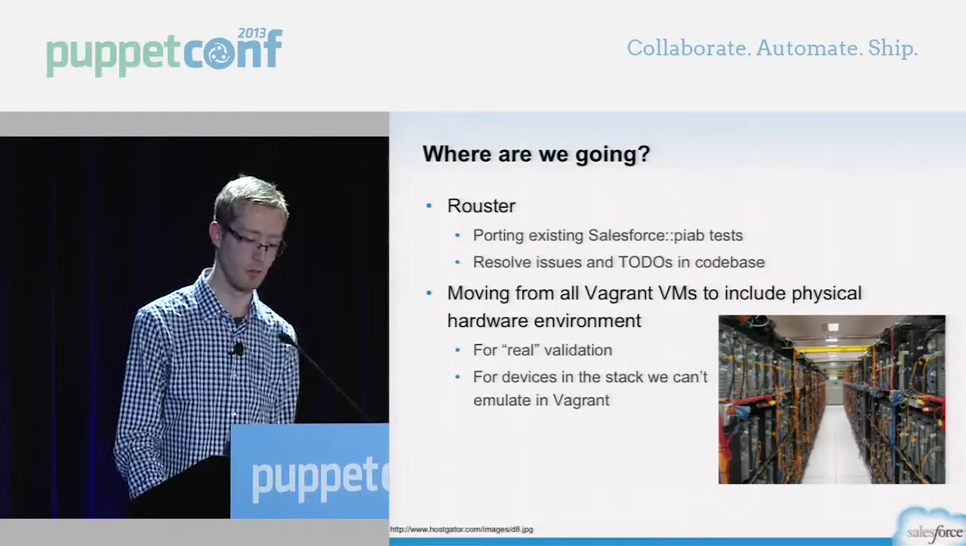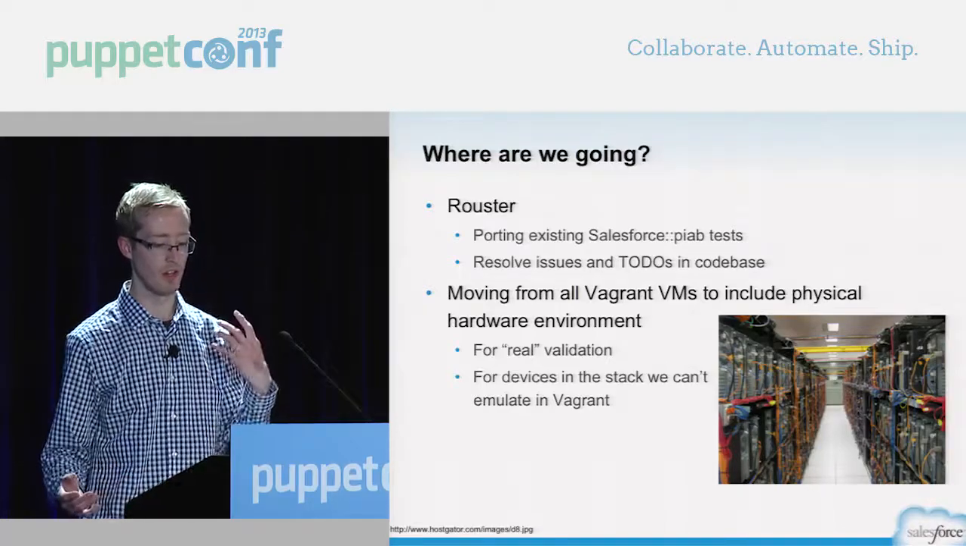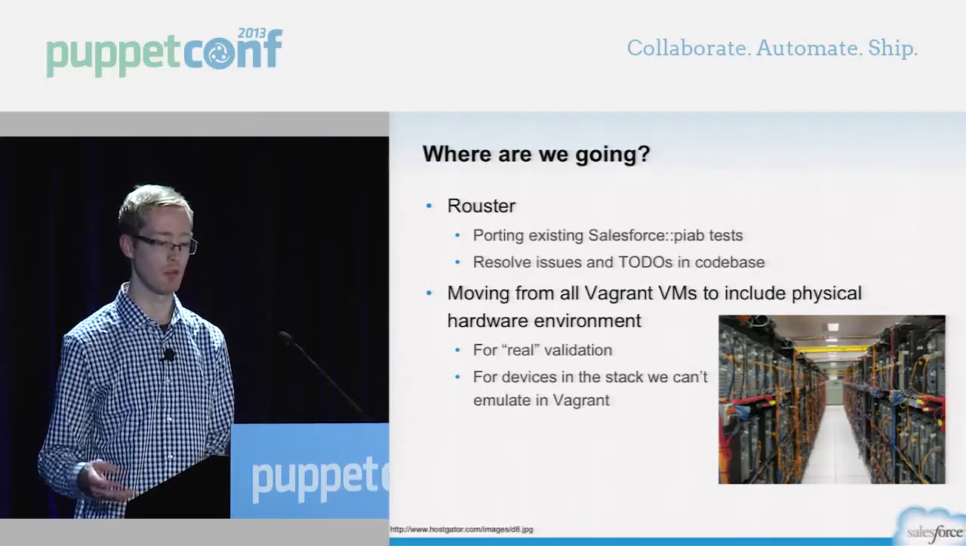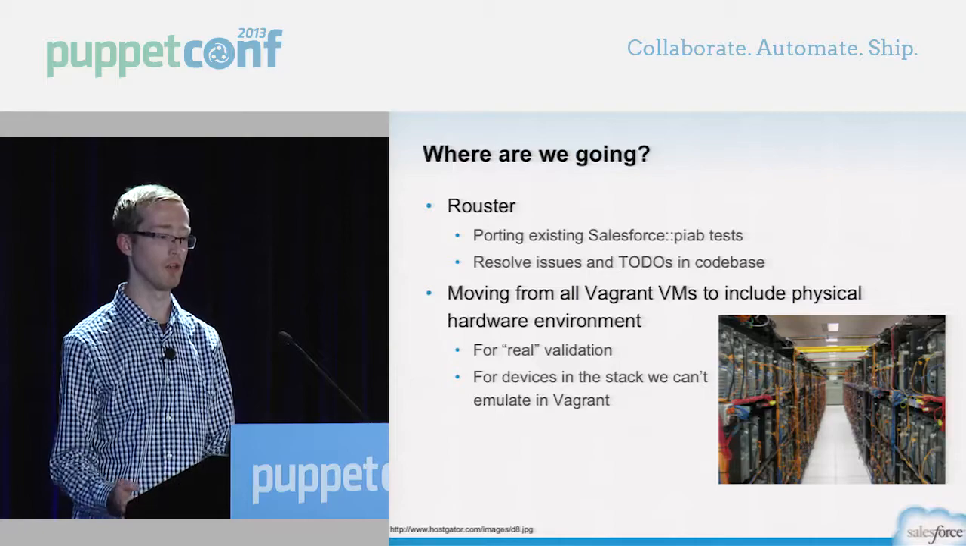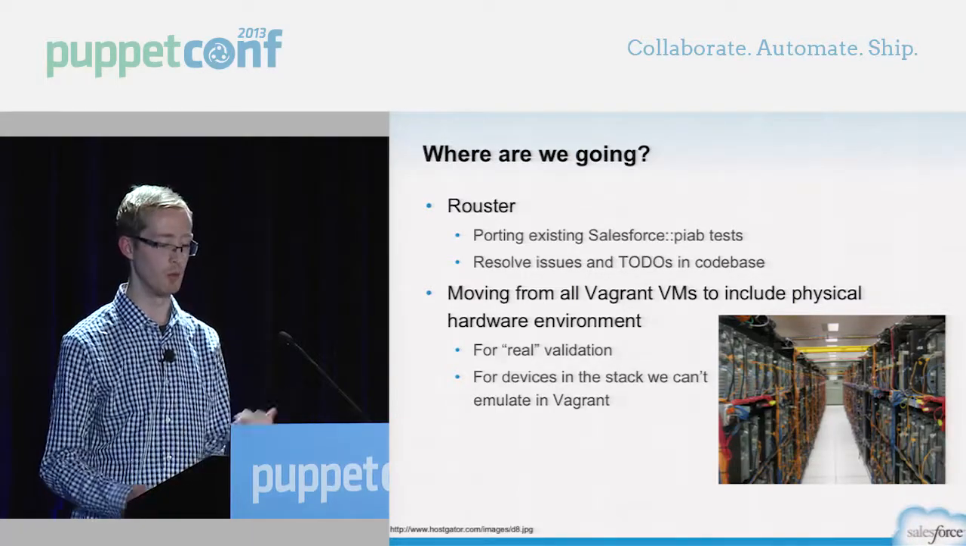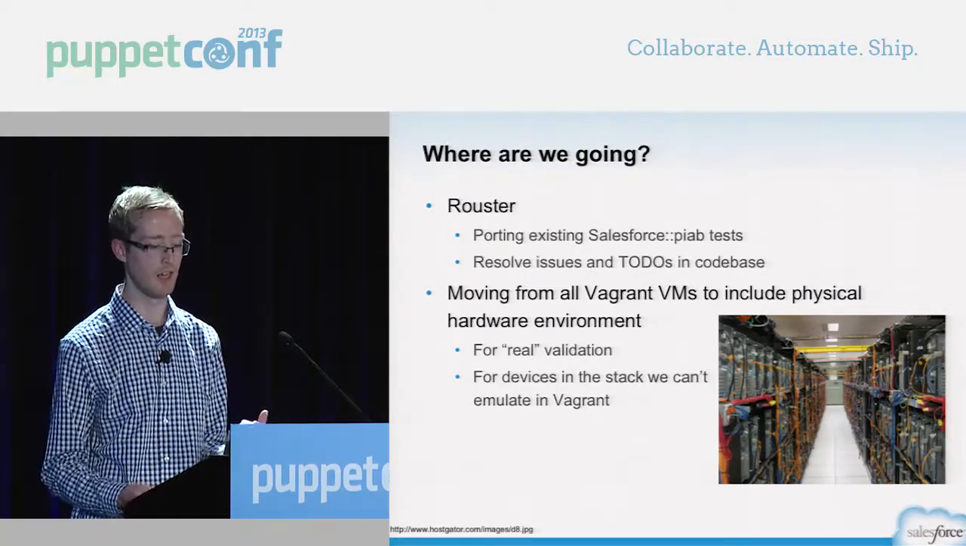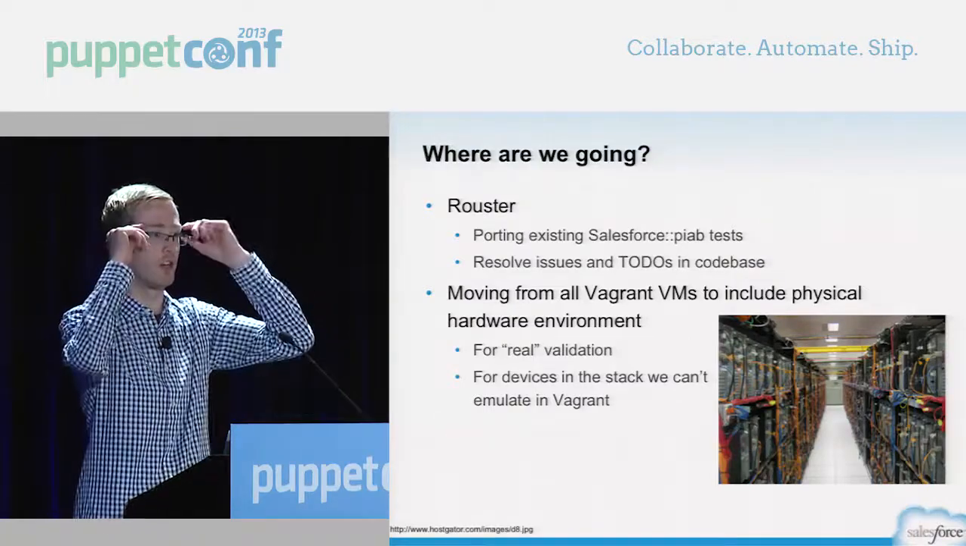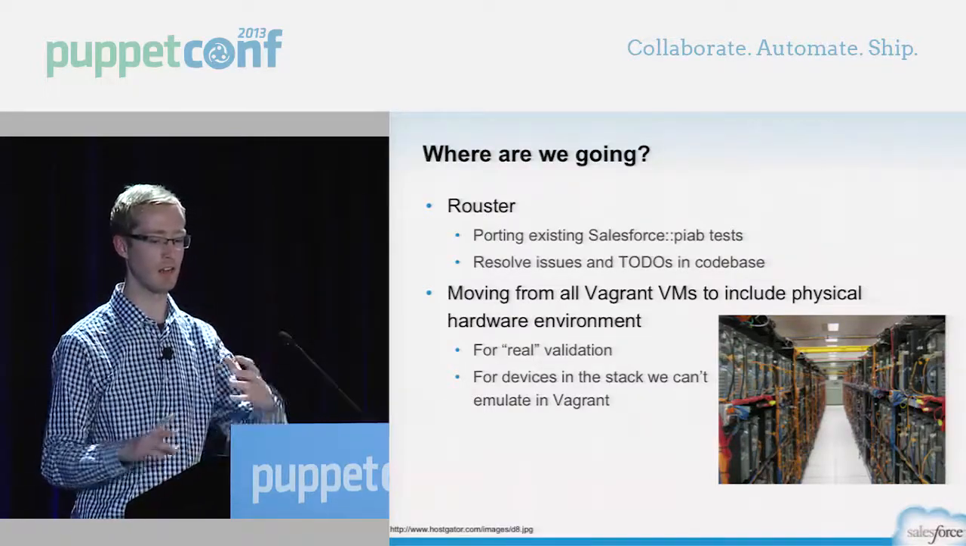One of the other big changes about where we're going is we're moving from all Vagrant VMs to an environment that includes physical hardware. We're doing this for two reasons. For real validation, whatever that means.